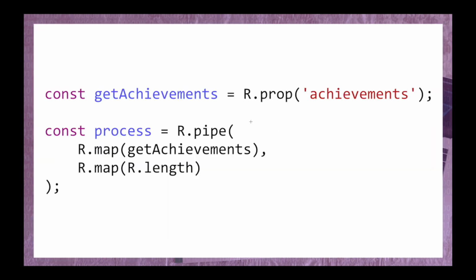Let's say we have some function, getAchievements, which is just a prop function from Ramda.js, and it's just going to get the achievements property from any given object. And then we have this process function, which is a composed pipe function, and inside, first we get the achievements, and then we are getting the length from each achievement. So let's look at this function closely and visualize how it works, this process function.